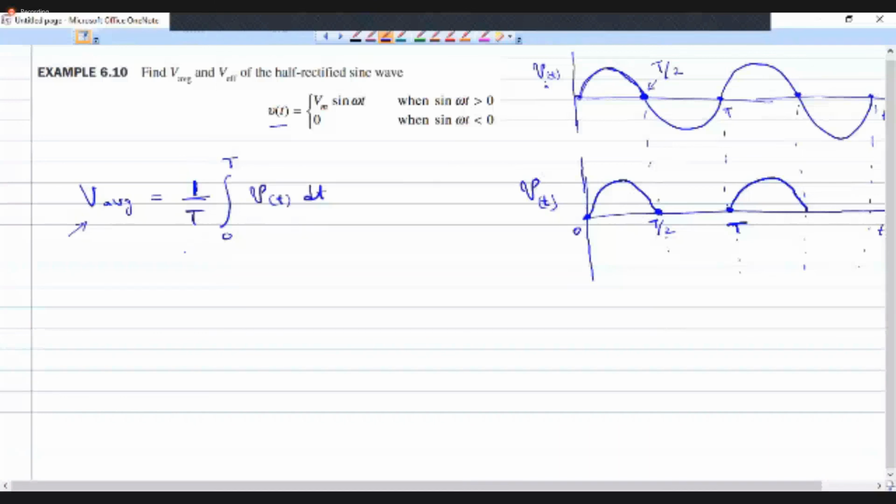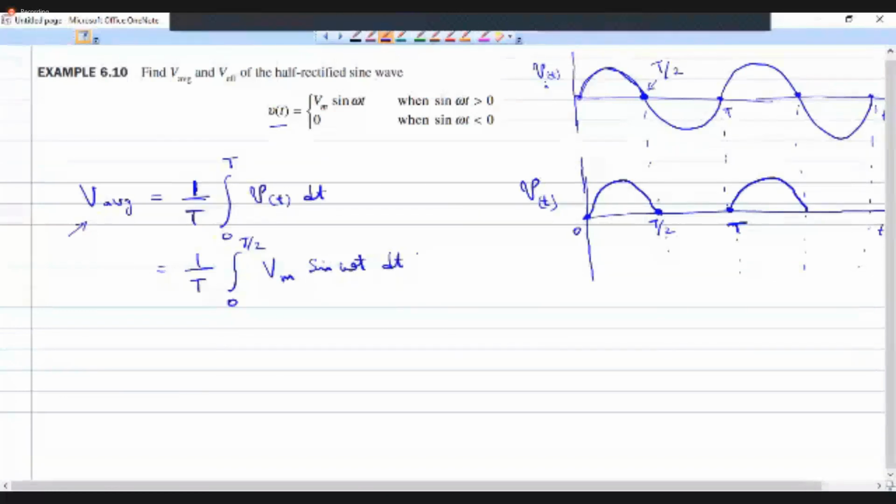But in our case, when we split this integral, we can see that the voltage is there only from 0 to T by 2, right? Because from T by 2 to T, the value is 0. So we don't have to take that integral, because the integral of 0 will again yield 0. So we have only signal from 0 to T by 2. During that portion, the voltage is Vm sin omega t dt. So this is the average value.